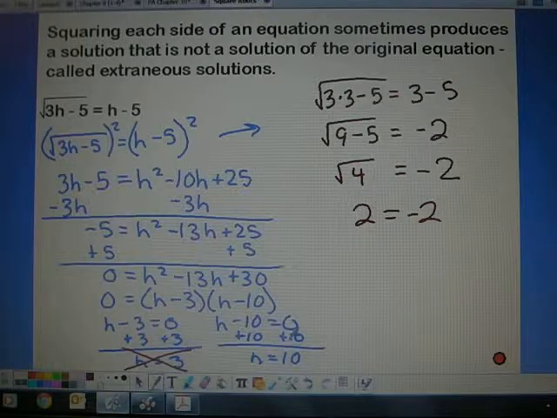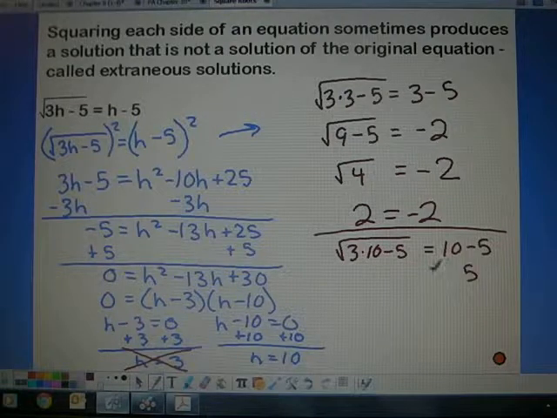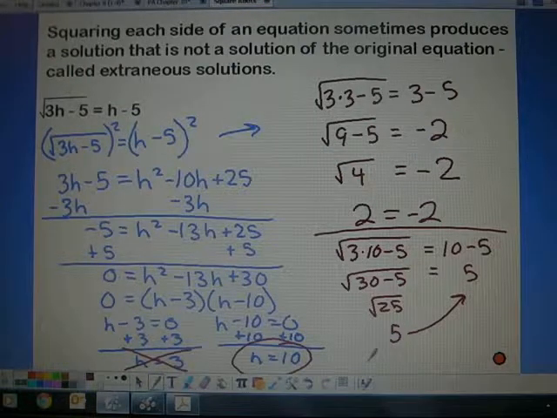We're going to do the same thing to check the 10. So square root of 3 times 10 minus 5 equals 10 minus 5. This is going to give me a positive. That's a good sign. Over here we have 30 minus 5. 30 minus 5 is square root of 25, and square root of 25 is 5, equal to 5. That one works, so h equals 10 is the only answer that works.